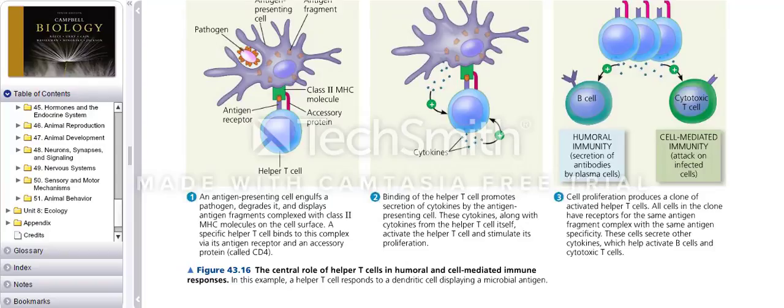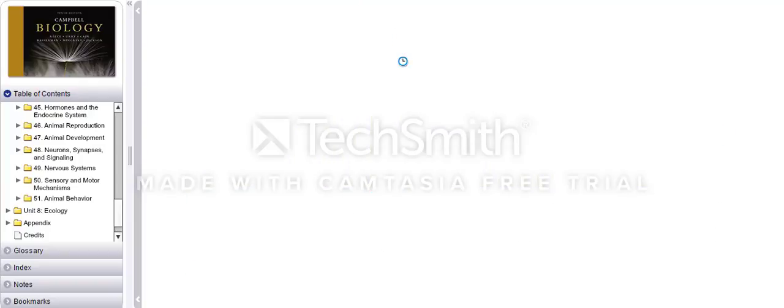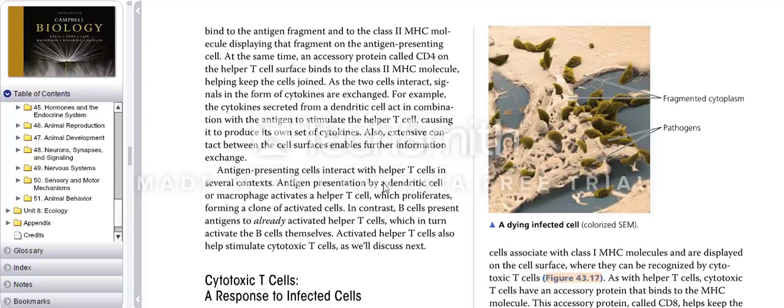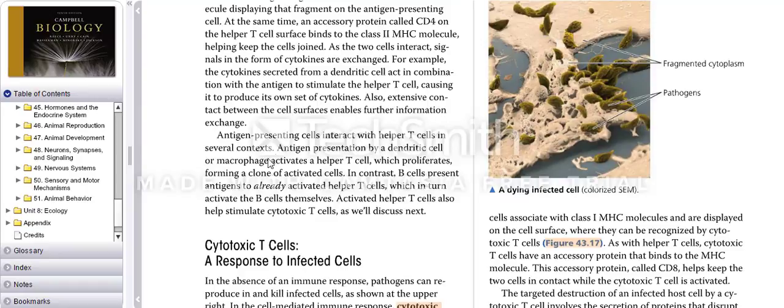So when we go forward, we can see that this section pretty much describes that there's an accessory protein called CD4, which binds the class 2 MHC in the T cell, and this binding lets the cytokines be produced, and dendritic cells and macrophages activate the T cell, which proliferates and clones, but B cells present antigens to already activated helper T cells, which allows the B cells to activate as well. As it says here, we'll move on to cytotoxic T cells.